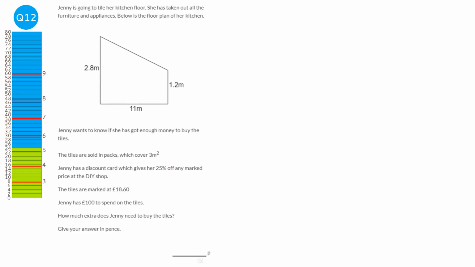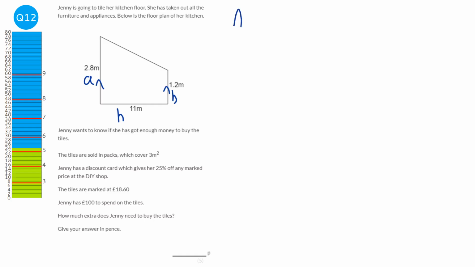The first thing we need to do is work out the area of the floor. And you'll notice that this is a trapezium. So with a trapezium, the formula is half A plus B times H. And A and B are the parallel sides. So these ones are the parallel sides. And the height is the one connecting the two bases, the two parallel sides.